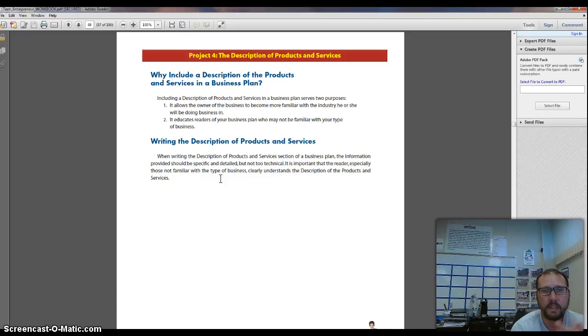When we're writing the description of products and services section of the business plan, the information provided should be specific and detailed, but not too technical. It is important that the reader, especially those not familiar with the type of business, clearly understand the description of products and services. This is especially important with artistic ventures, when you're describing what sort of craft you're going to do, because not everybody would be familiar with your work, and you have to convince them, especially someone who's going to fund you, why you and your product should be out there in the market.